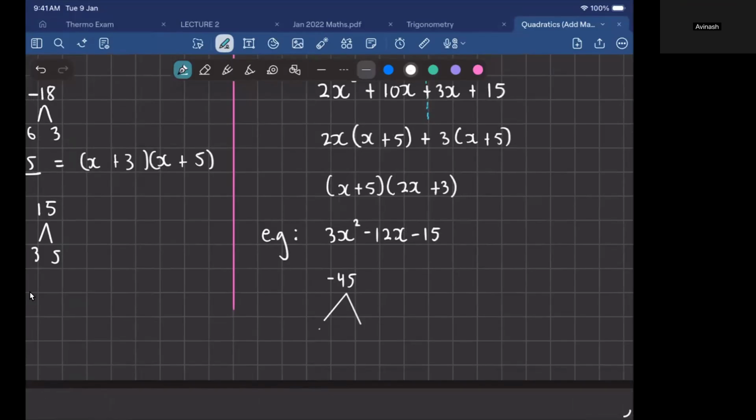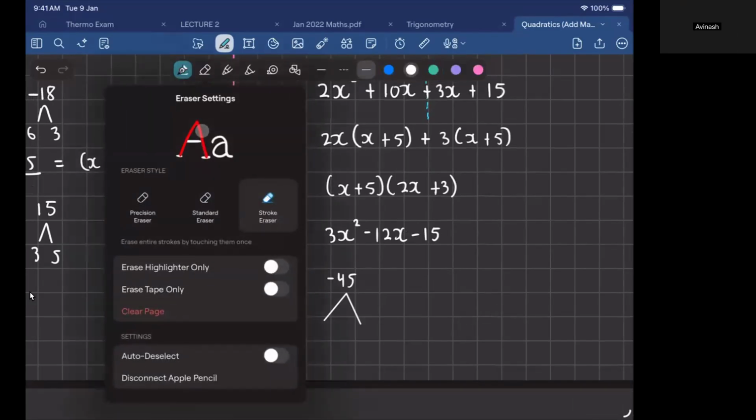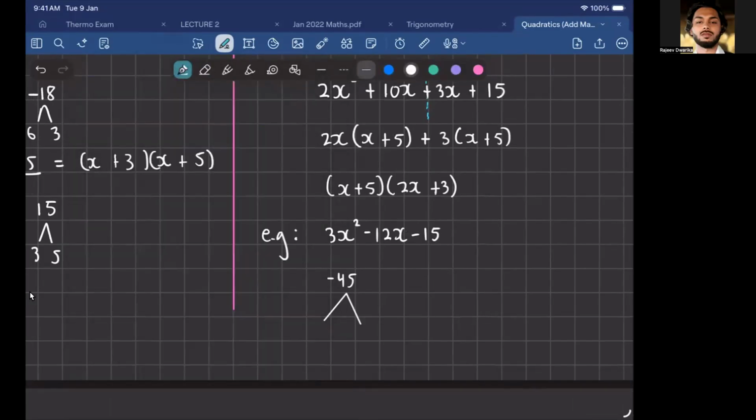Minus 5 and 9. Nah, no minus 5 and 9. If you add minus 5 and 9, you're gonna get 4. You're not gonna get minus 12. Think, Caleb. Figure out what the negative is, right? Tell me, Caleb. How could you multiply to get 45? 9 by 5. Okay, but if you add 9 and 5, you wouldn't get 12. That can work, it just wouldn't get us there.